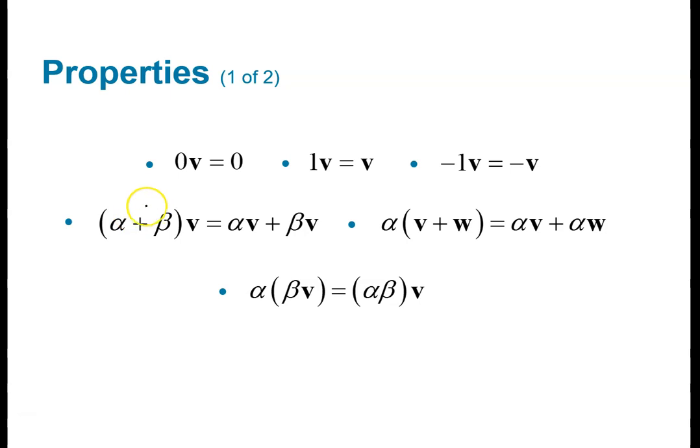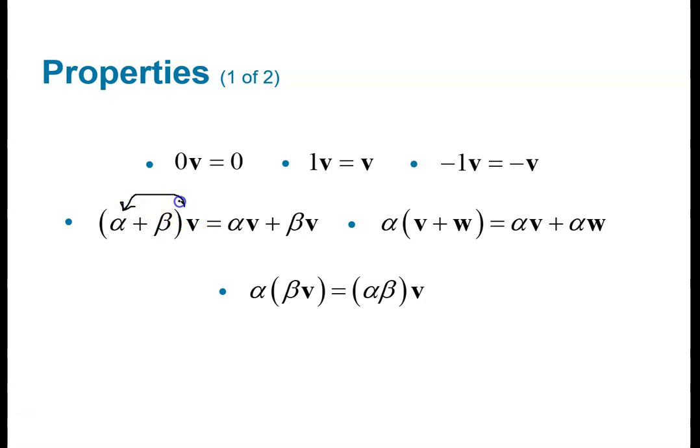All right, this is the distributive property. If I have two scalars and I want to combine those together and then scale the vector, it's like scaling the vector with alpha first, scaling the vector with beta, and then adding those two vectors. So in essence, what I did is distribute.